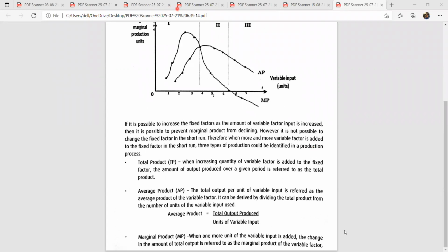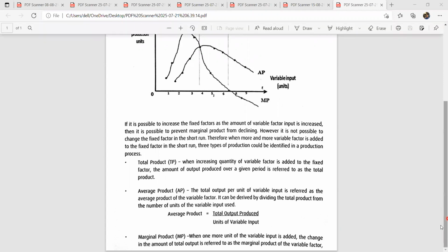It can be derived by dividing total product by the number of units of variable input used. Then average production means total production divided by variable input.